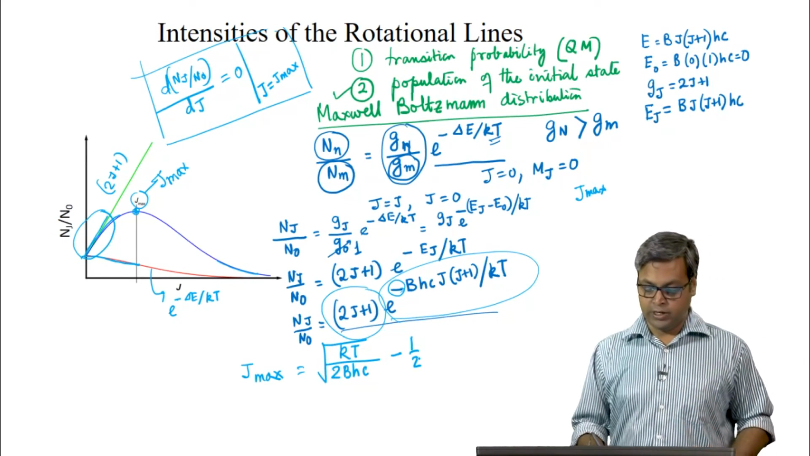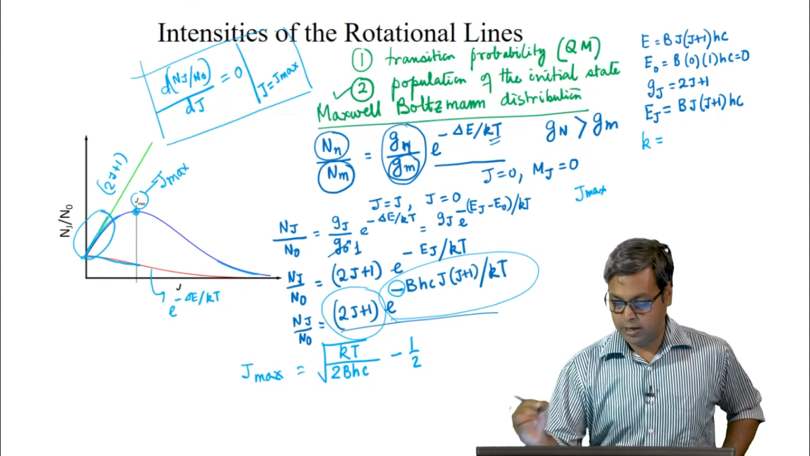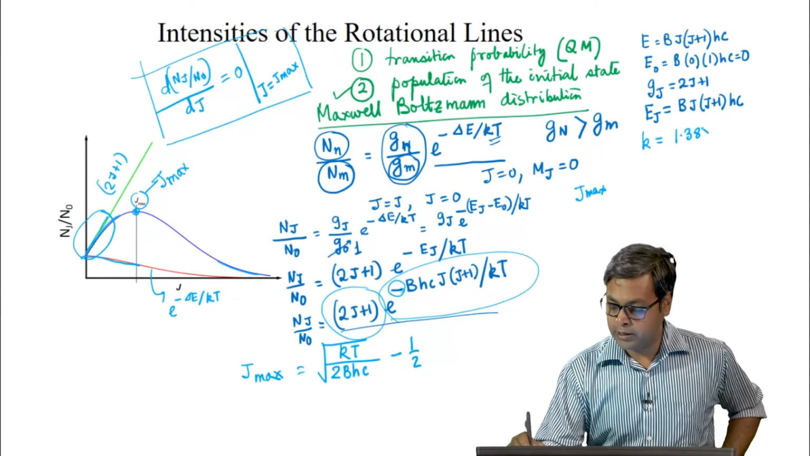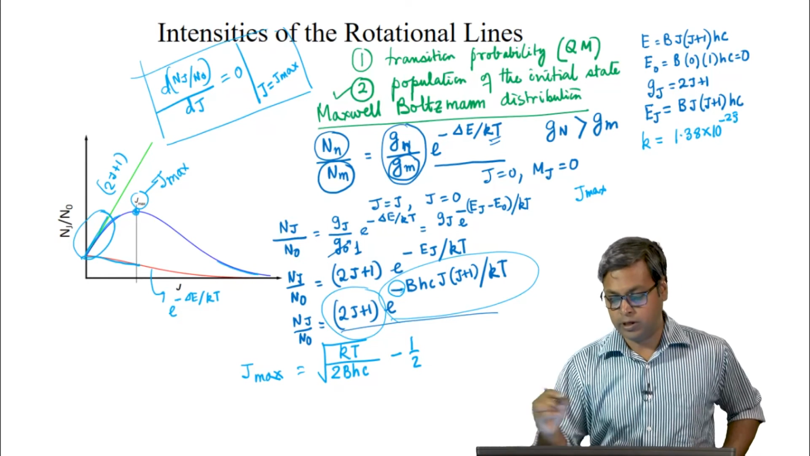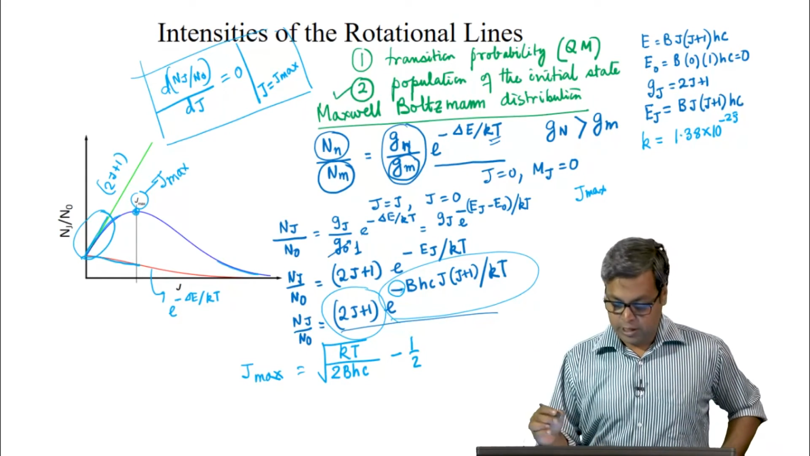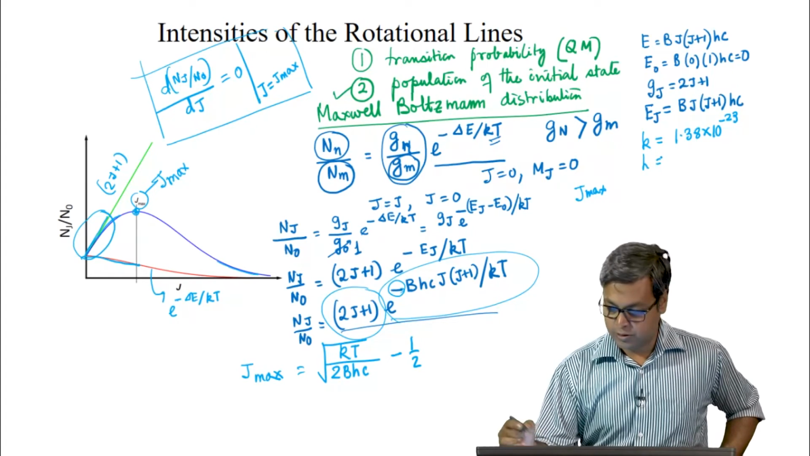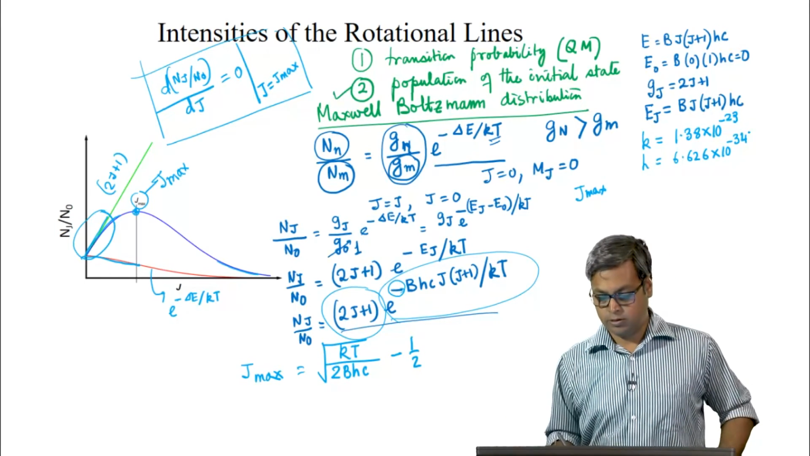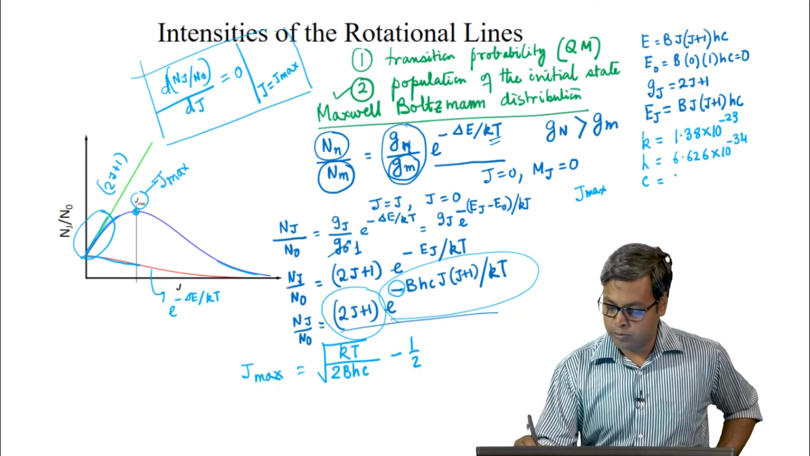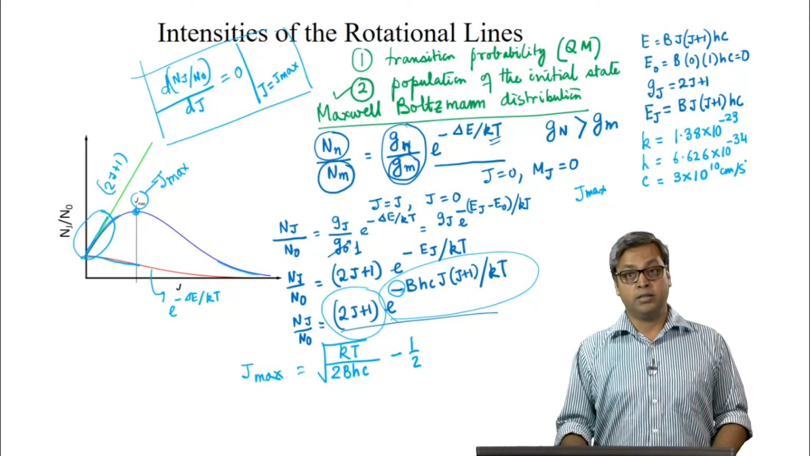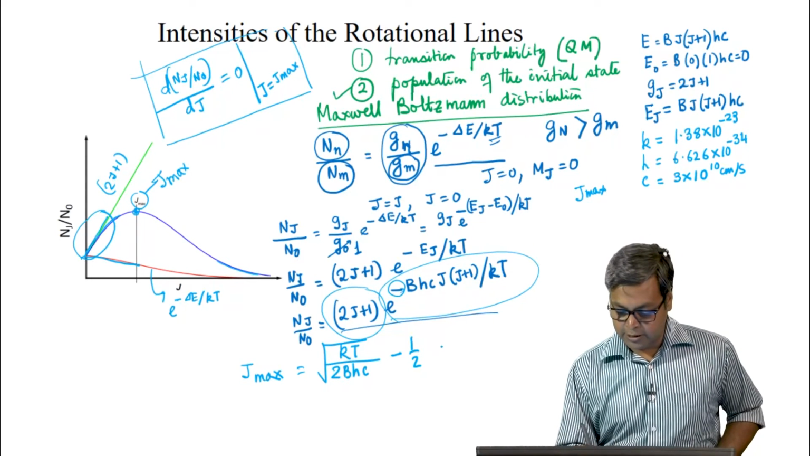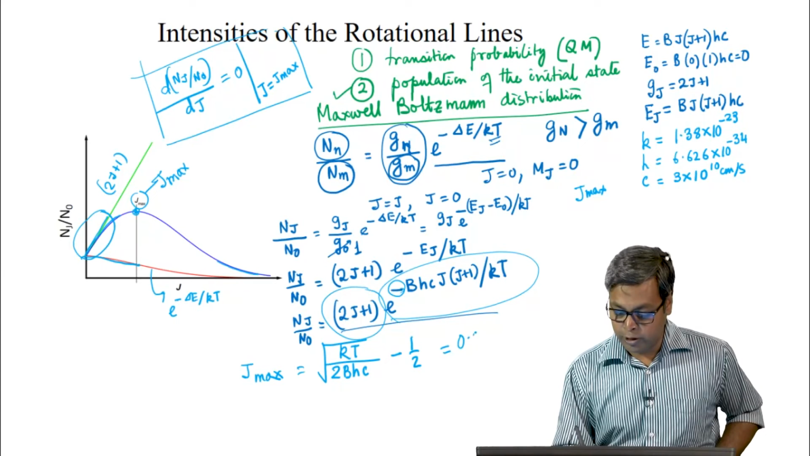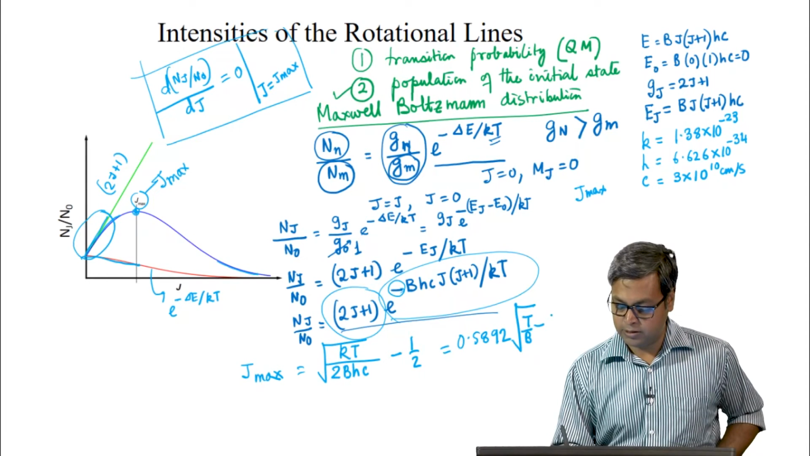Now, if we put the values, for example, if we put the Boltzmann constant k equals 1.38 times 10 to the power minus 23 in the SI units, and we put h equals 6.626 times 10 to the power minus 34 in the SI unit, and the value of c 3 times 10 to the power 10 centimeter per second, then what we will get? We can simplify this expression as 0.5892 root over T by B minus half.